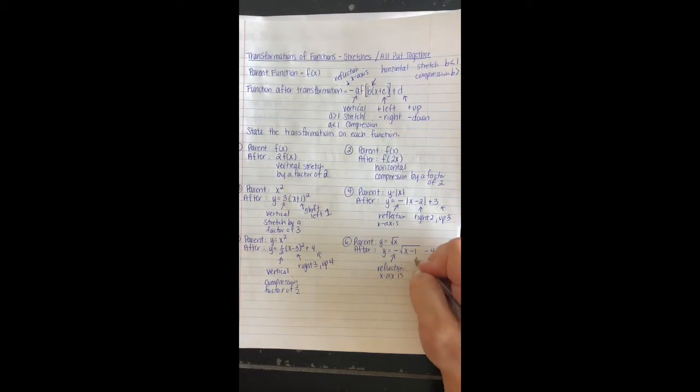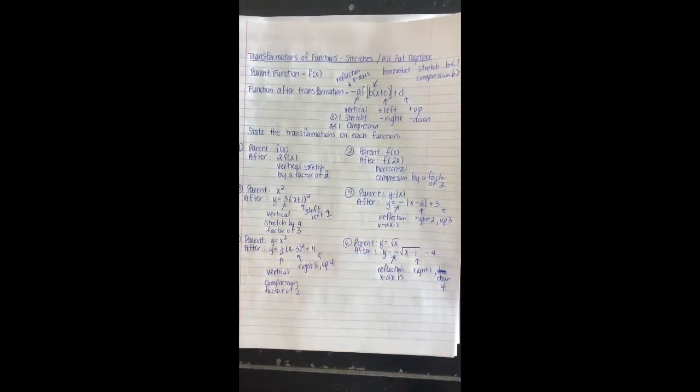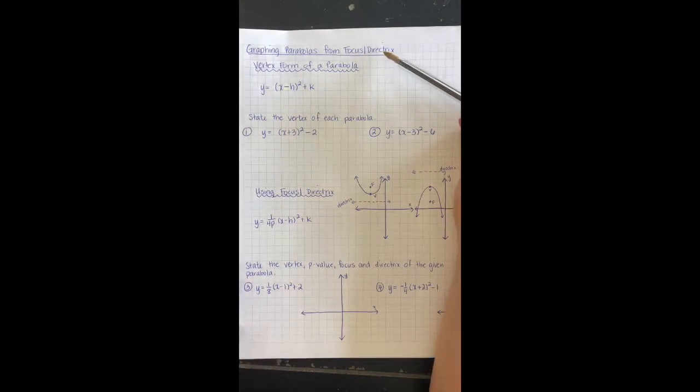Okay, this minus 1 that's in parentheses means we're going to the right one, and this minus 4 at the end means we're going down 4. So graphing parabolas with focus and directrix is basically graphing parabolas with a vertical stretch or compression and a horizontal and a vertical shift.